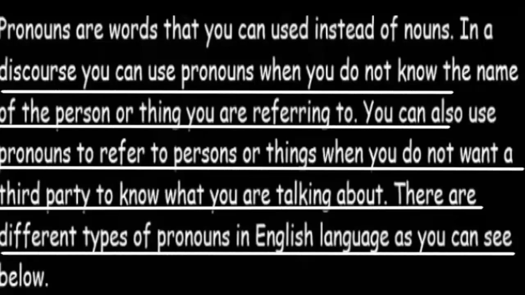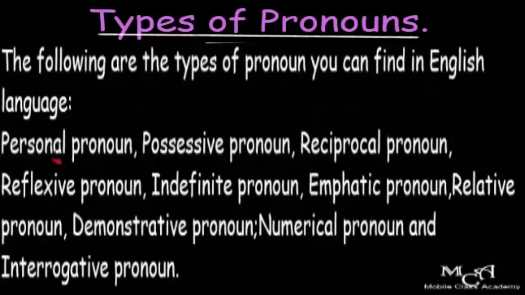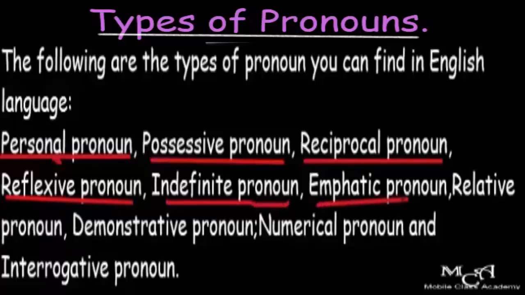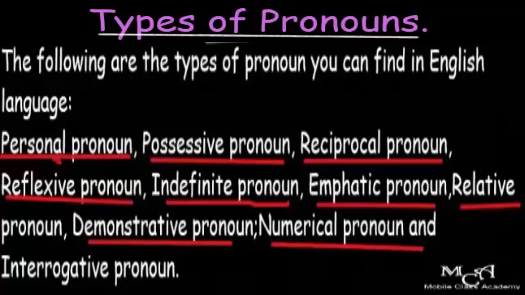There are different types of pronouns in the English language. For example, we have the personal pronoun, the possessive pronoun, the reciprocal pronoun, the reflexive pronoun, indefinite pronoun, emphatic pronoun, relative pronoun, demonstrative pronoun, numerical pronoun, and interrogative pronoun. These pronouns will be discussed. Definitely, we're going to talk about them. We'll discuss them and then we'll know.